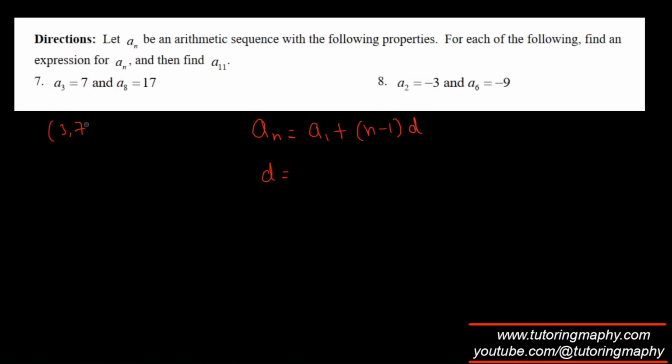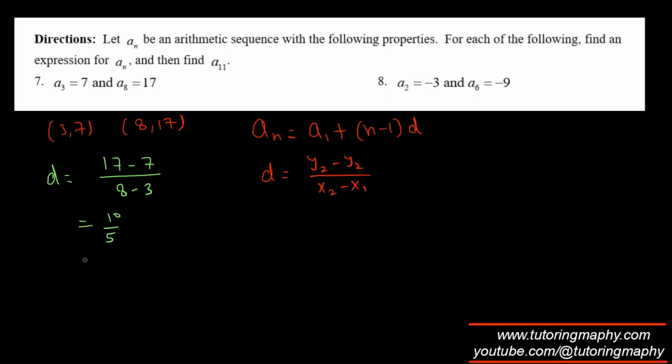Like (3, 7) is a point on a straight line and (8, 17) is a point on a straight line. So for common difference, I will just use y2 minus y1 over x2 minus x1, which we are all aware of. It's a slope formula, so that actually saves time. So I'm going to use the D formula over here, which is y2 minus y1 over x2 minus x1, which is 10 over 5, which is just 2. So this is the common difference.